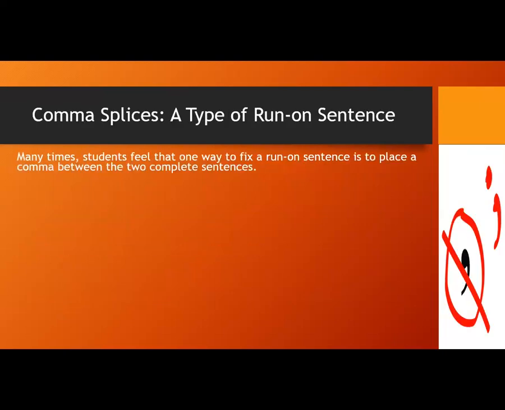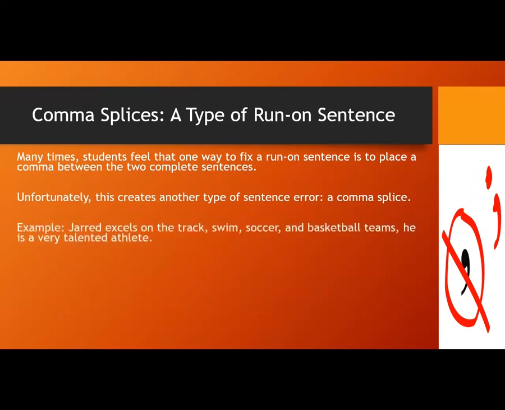Many times students feel that one way to fix a run-on sentence is to place a comma between the two complete sentences. Usually writers do this when the two independent clauses are closely related in thought. Unfortunately, this creates another type of sentence error, a comma splice. Let's look at the following example. Jared excels on the track, swim, soccer, and basketball teams, comma, he is a very talented athlete.